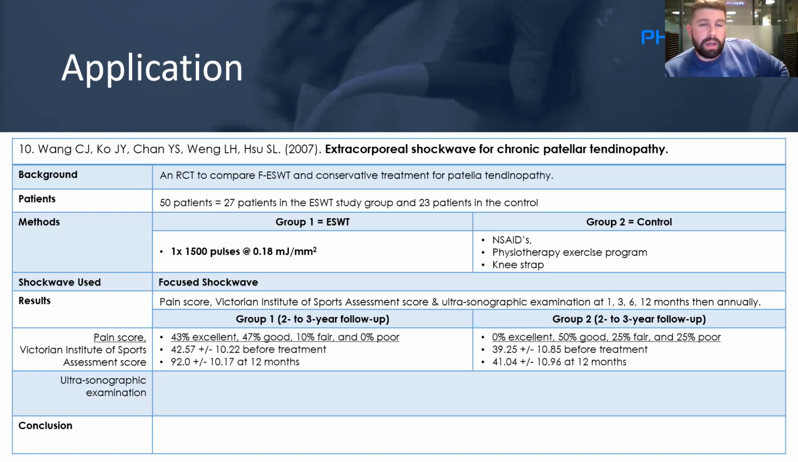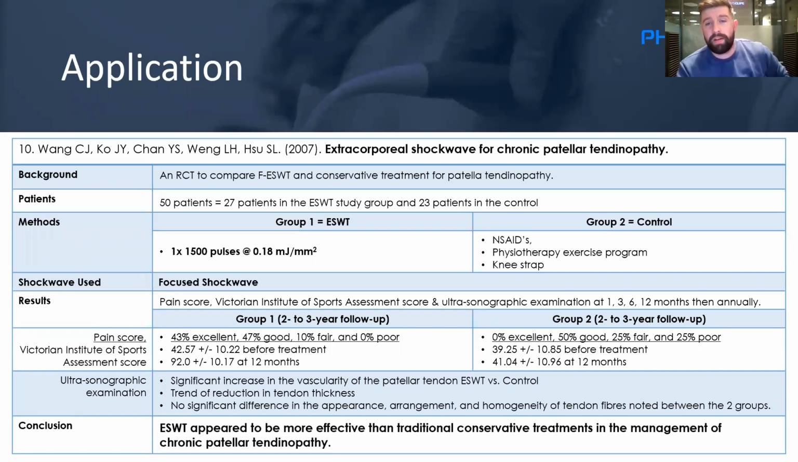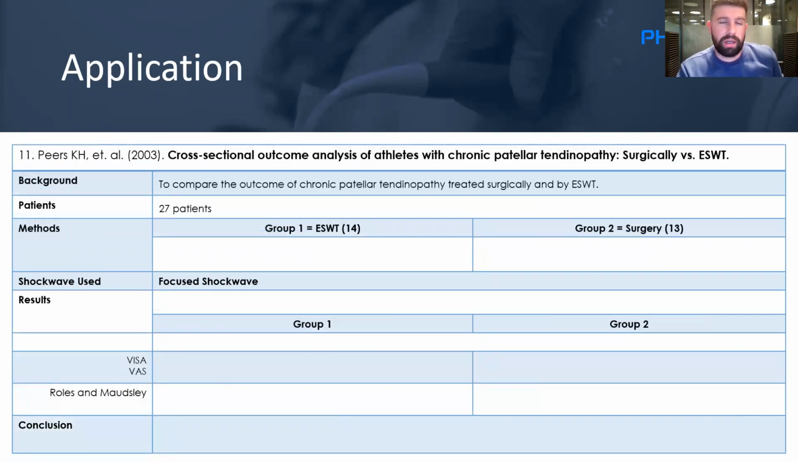And we can see a very good outcome in terms of the pain scores compared to the control, and there was a significant increase in vascularity versus control from the ultrasound aspects, and a reduction in tendon thickness, and no significant difference in the appearance between the two, but they did see some changes, and it seems to be more effective than conservative treatment in the management of chronic patella tendons. So a good positive one there, a good solid paper.